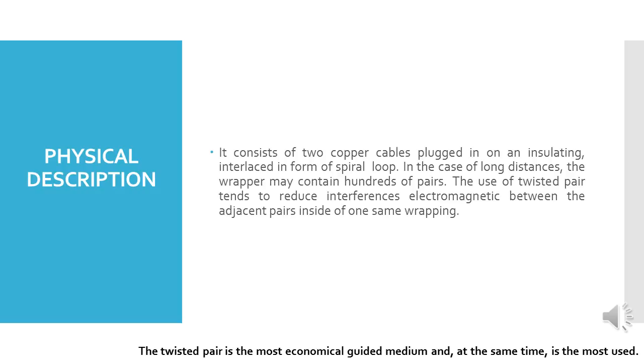The conductors forming the pair have a thickness ranging from 0.4 millimeters to 0.9 millimeters. The twisted pair is the most economical guided medium and at the same time is the most used.